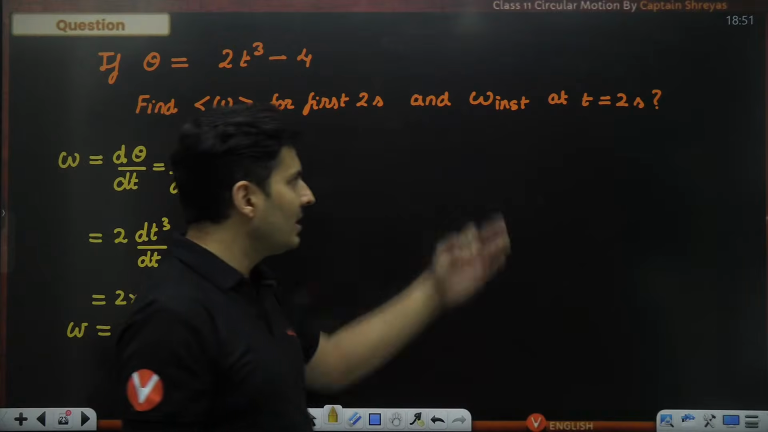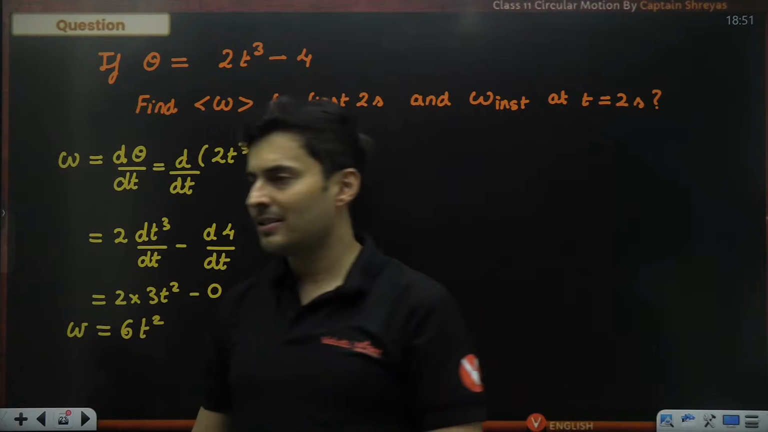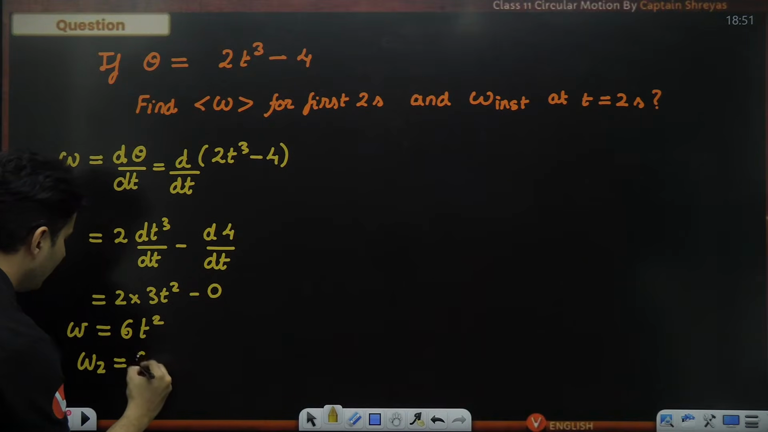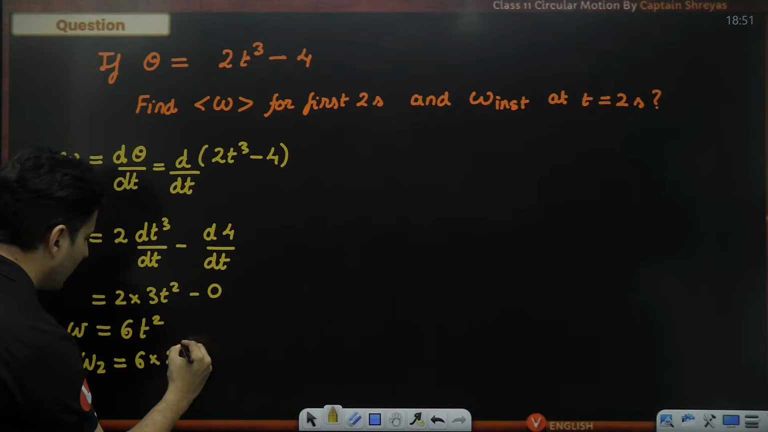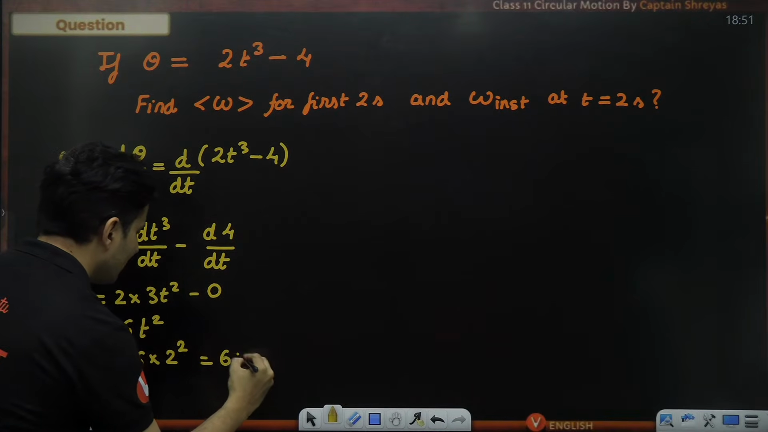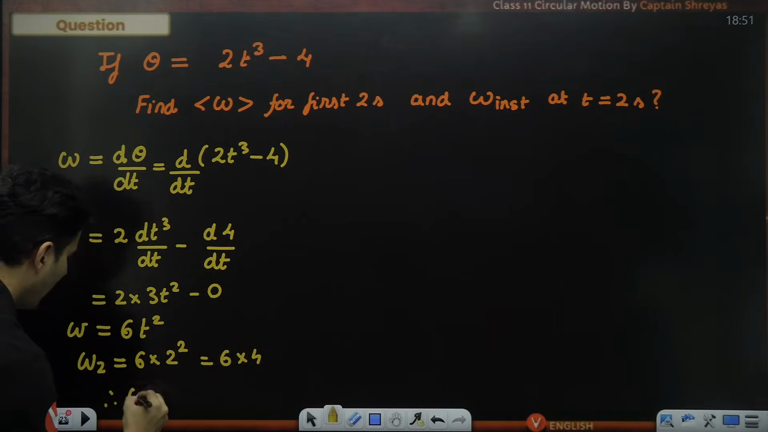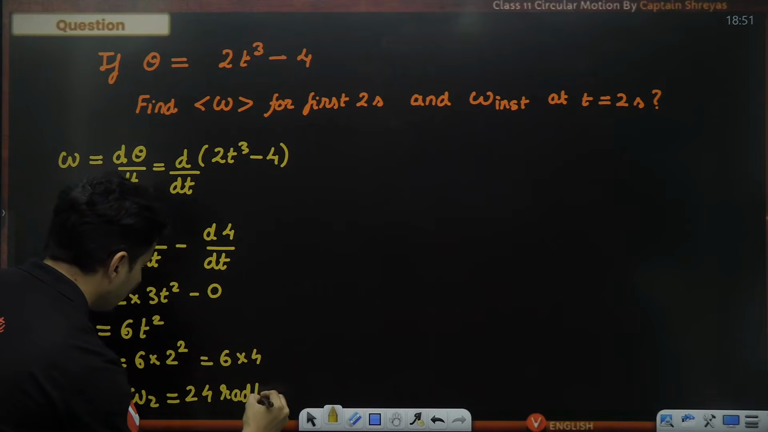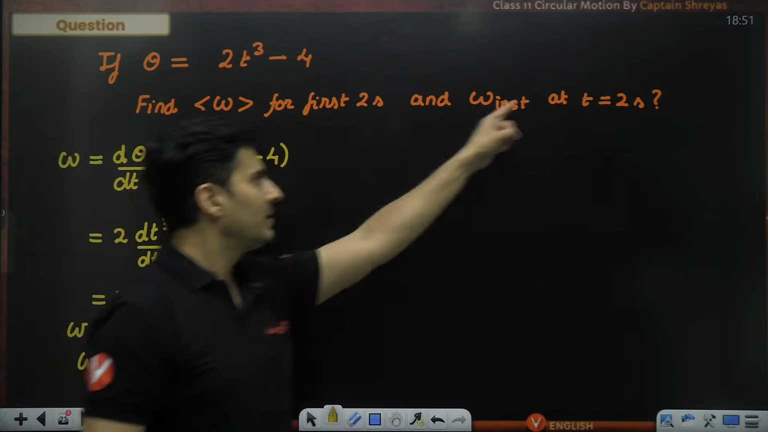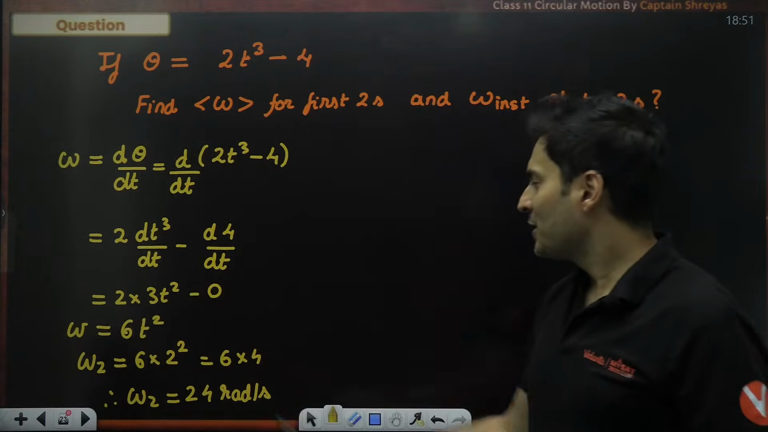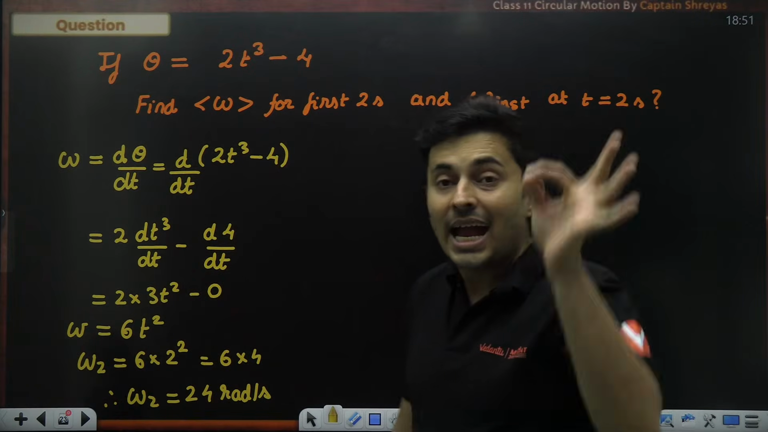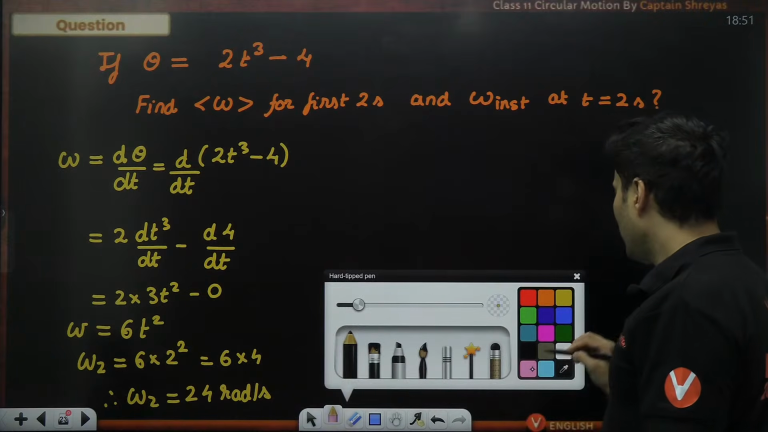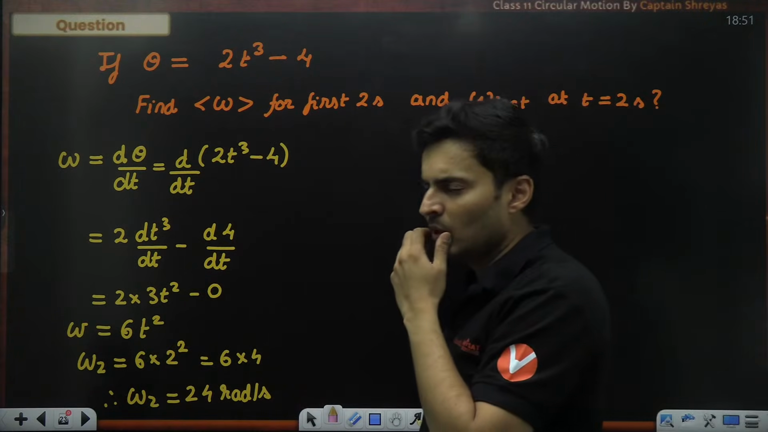But I want at a very specific time, and that is 2 seconds. So if I want to find omega at 2 seconds, substitute the value of time as 2. So 2 square, so it will be 6 multiplied by 4. Therefore, angular velocity will be 24 radians per second. That is this particular answer. Okay, so we got the angular velocity at an instant. Now let's focus on average angular velocity.